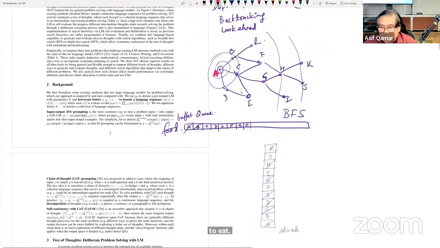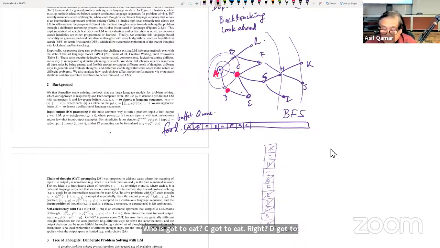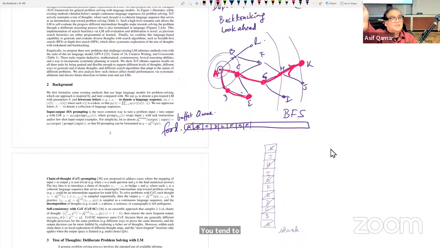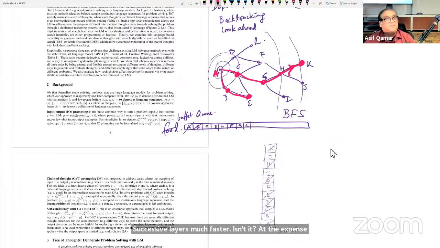Who else got to eat? C got to eat. D got to eat. E got to eat. But G got to eat. H got to eat, and K got to eat. So you realize that if you look at the paths here, you tend to go through successive layers much faster, isn't it? At the expense of ignoring a lot of things which were much closer to A. So it is a depth first search.